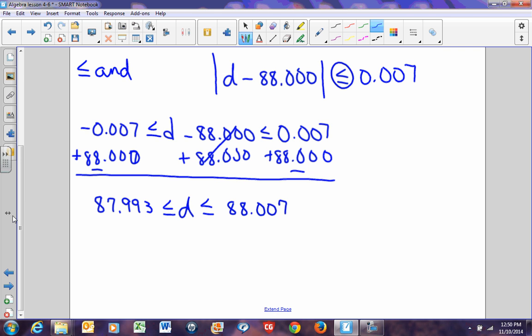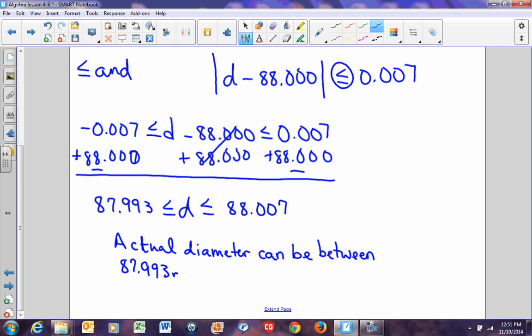So the actual diameter can be between 87.993 millimeters and 88.007 millimeters inclusive, because it could include those distances as well. And that's how to solve absolute value equations and inequalities.